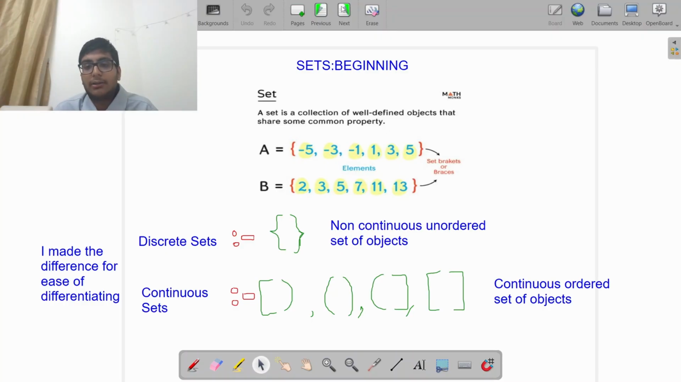You use curly brackets or set brackets or braces to represent a normal set. This is the roster form, which I'll be talking about in a few slides. So over here, A is equal to, in the set brackets, -5, -3, -1, 1, 3, and 5. Simple enough. It contains some information, and they do not share much of a common property except for the fact that they are all numbers. But these are not the common properties which we are talking about.